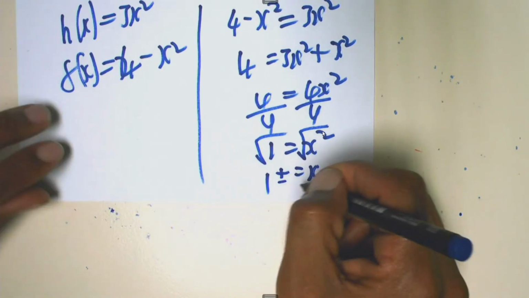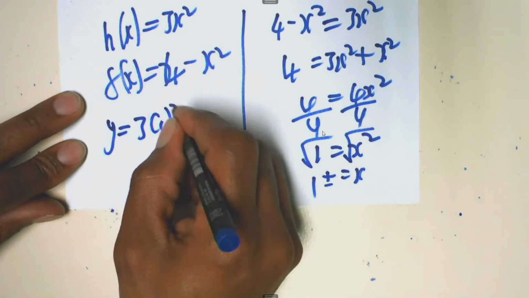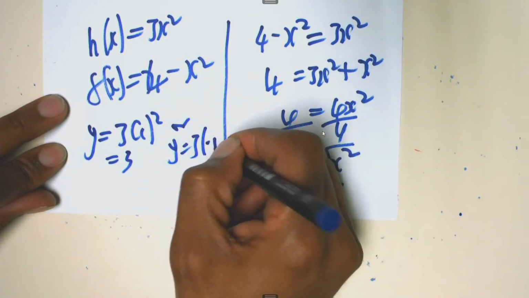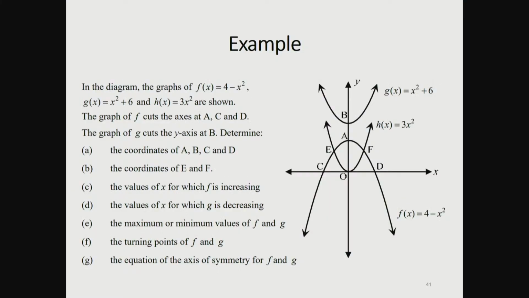So once I've done that, then I can just get y. Therefore, y equals 3 times 1 squared, which is 3, or y equals 3 times negative 1 squared, which is also 3. It means point E is negative 1 and 3, and point F is positive 1 as well as positive 3. When the two graphs intersect each other at that point, they are equal. You equate the two, then you solve for x. After getting the x, then you can get the value of y.